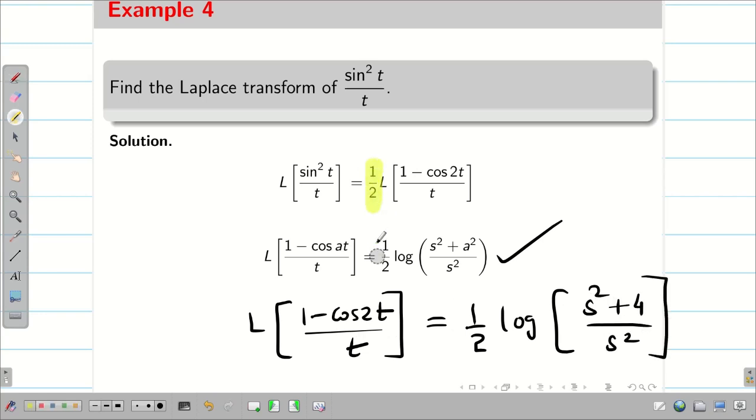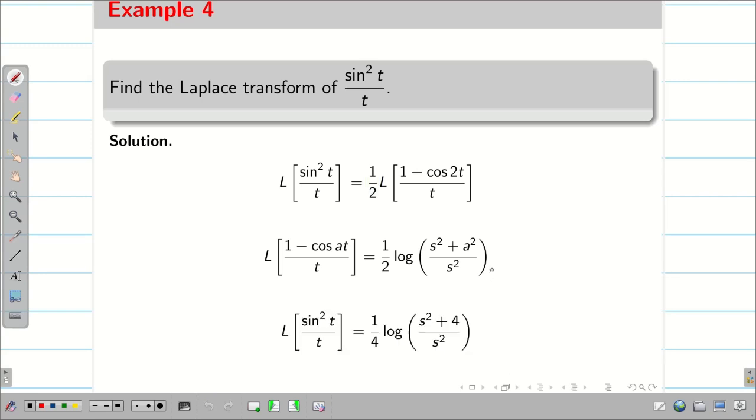But my question is 1 by 2 into L of 1 minus cos 2t by t. So if I multiply by 1 by 2, my final answer is going to be 1 by 4. Hope you understand, students.